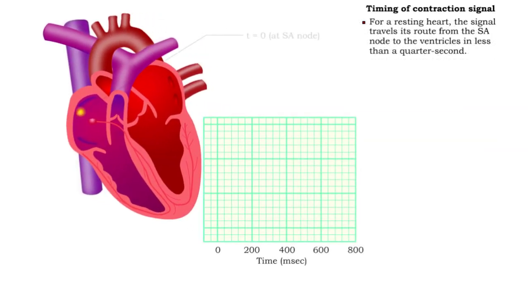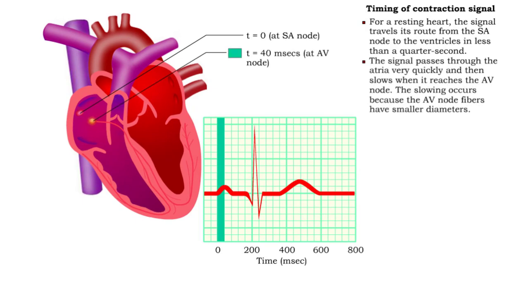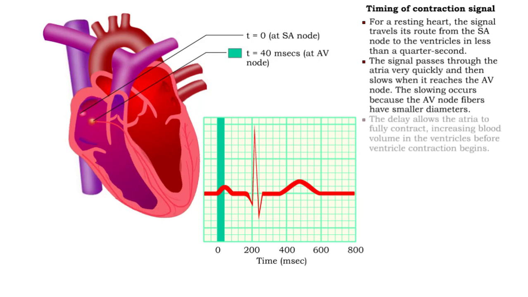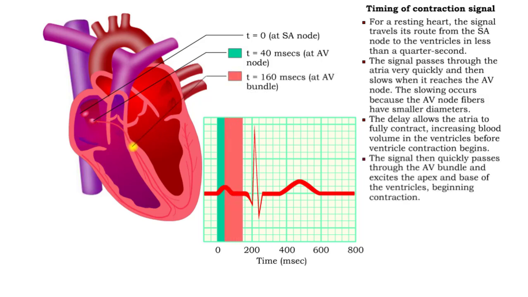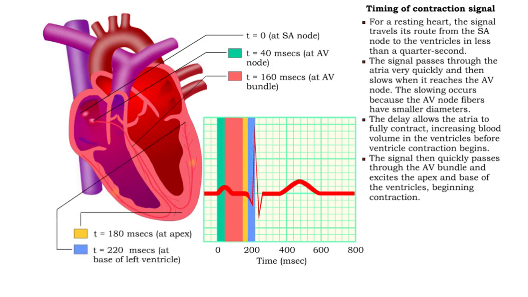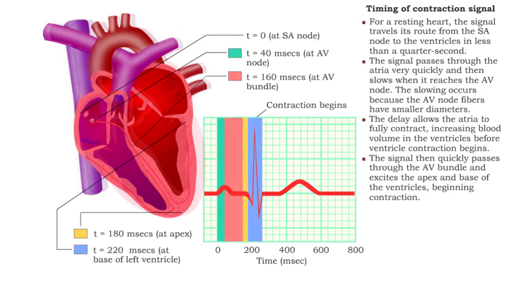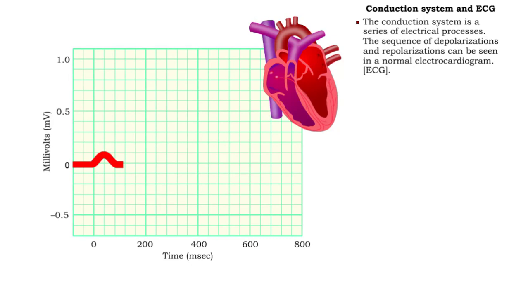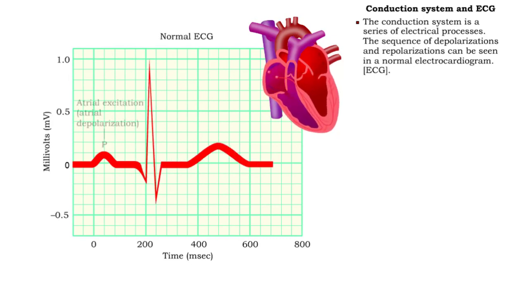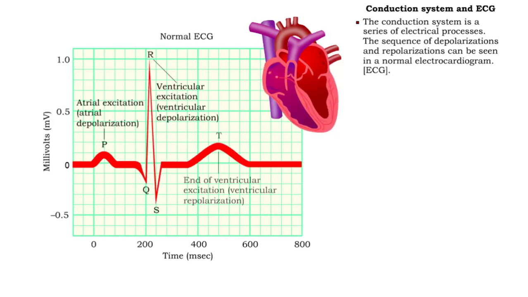The signal moves quickly from the SA node through the atria. It experiences a slight delay when it reaches the AV node, as it must pass into fibers with smaller diameters. The signal then quickly resumes along its path through the AV bundle and branches, apex, and base of the ventricles. Contraction begins. The sequence of depolarizations and repolarizations can be seen in a normal electrocardiogram, usually called an ECG.